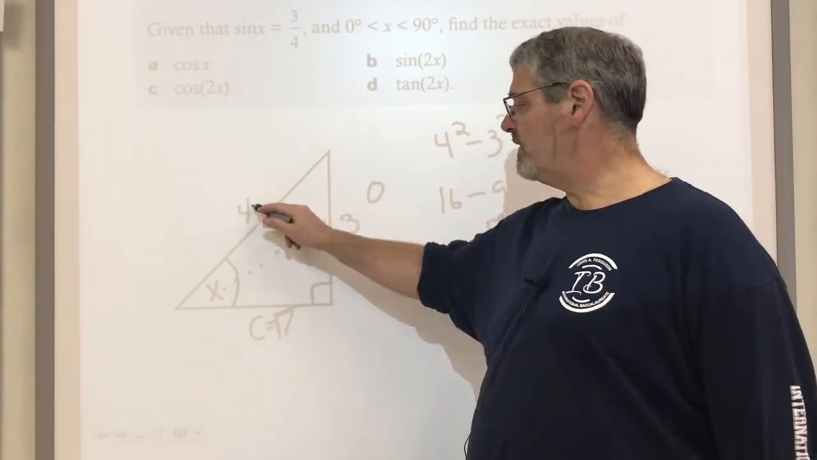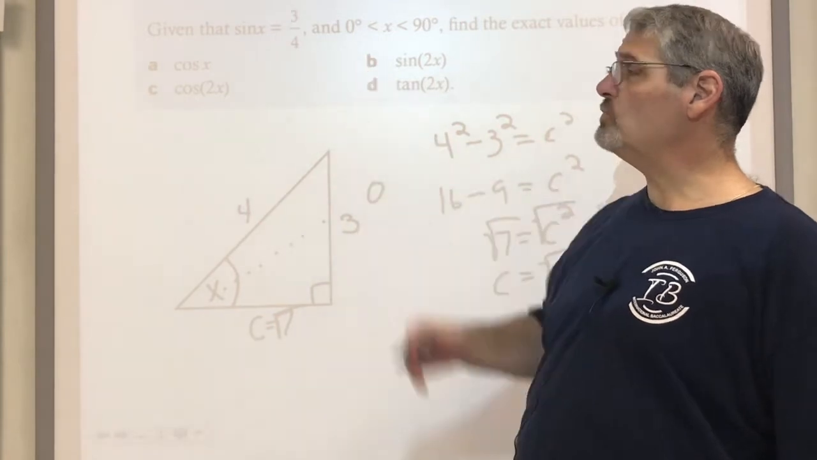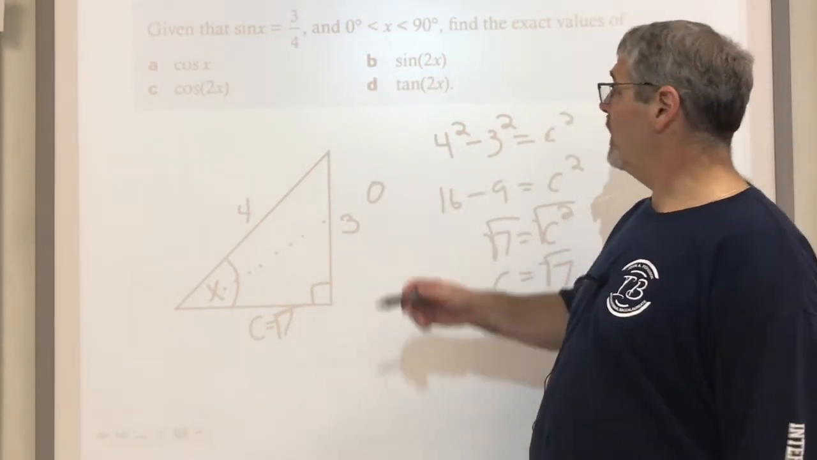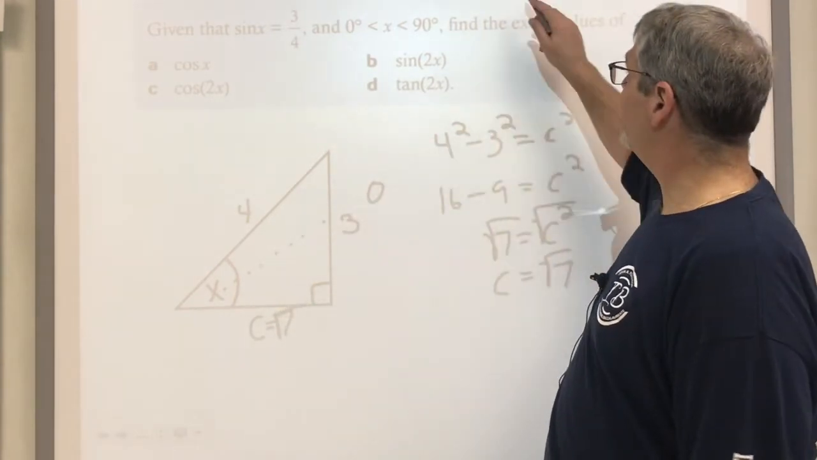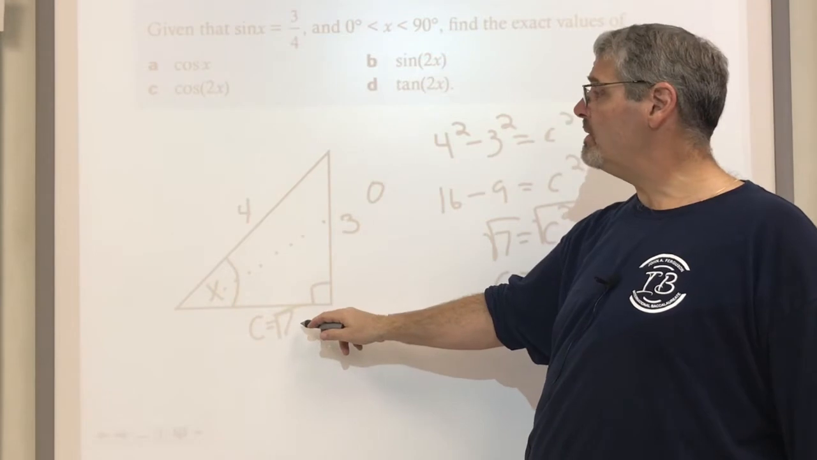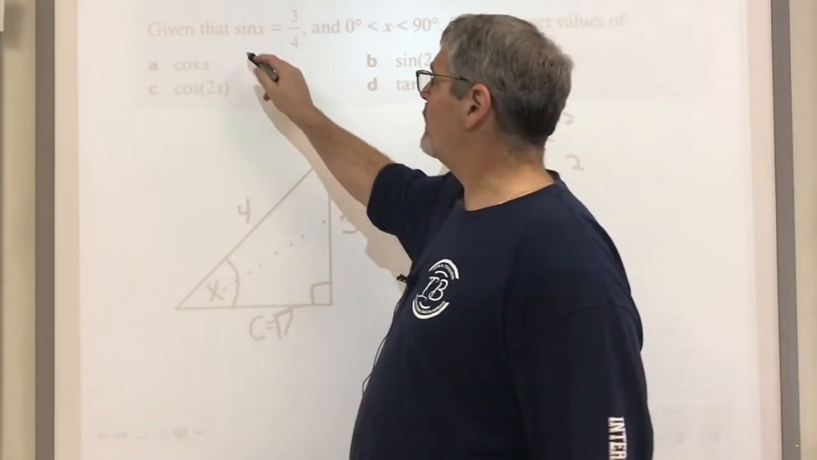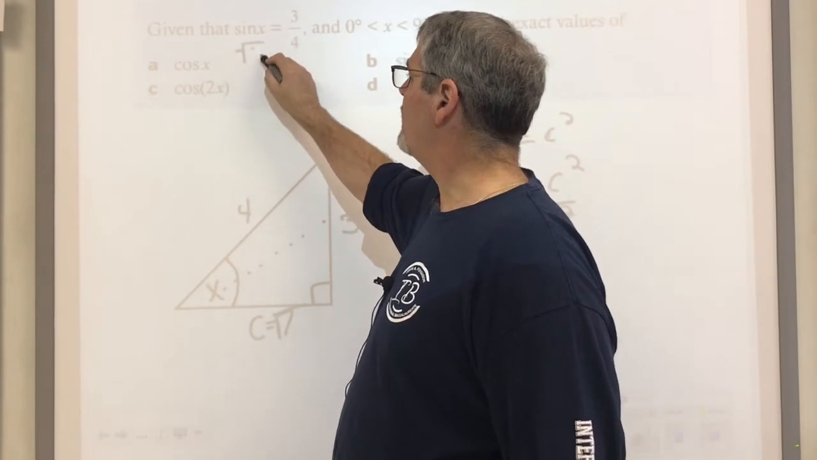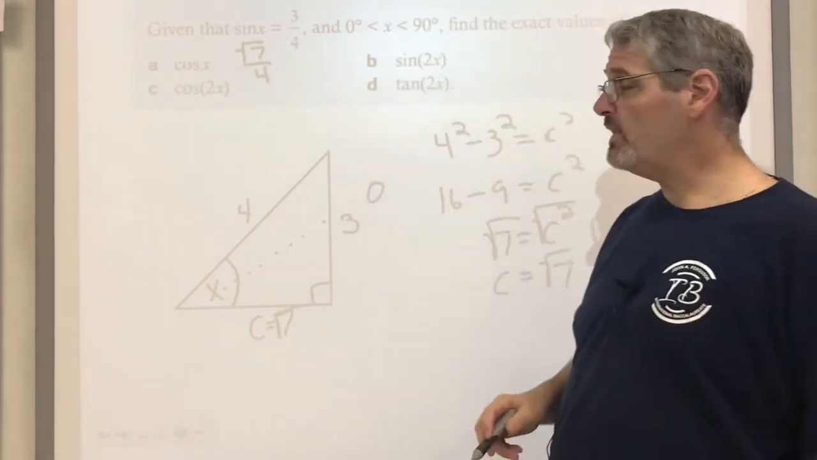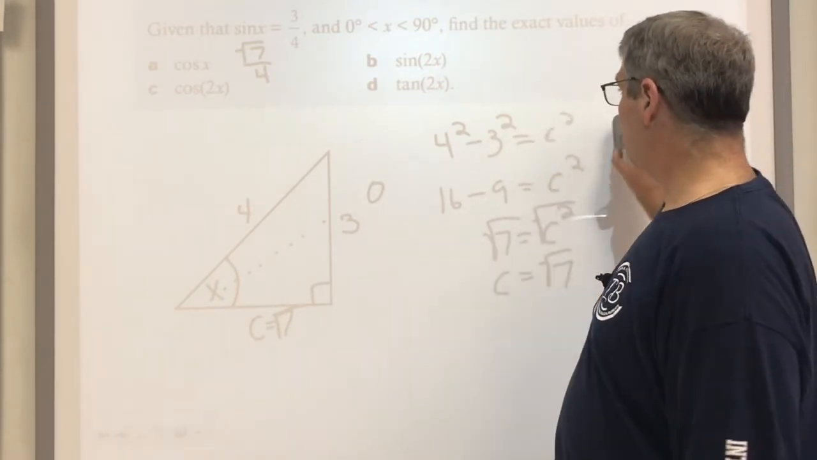This side is 3, this side is 4, and this side is square root of 7. So for question 1, they're asking me what's the cosine of x? Well, here's x. Cosine is adjacent over hypotenuse, so that would be square root of 7 over the hypotenuse, which is 4. So the cosine here would be square root of 7 over 4. Hopefully that makes sense.